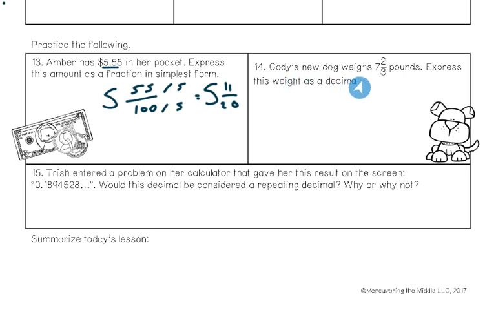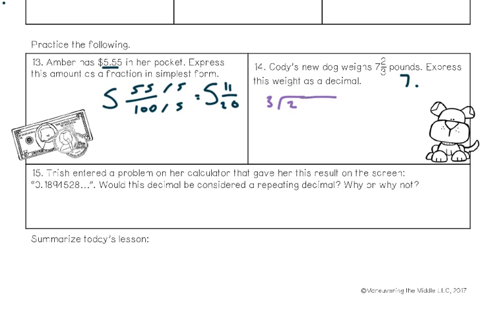It says Cody's new dog weighs 7 2/3 pounds. Express this weight as a decimal. So we're going to remember that the 7's on the outside. So the final answer is going to be 7 point something. So I'm not going to fool with that 7. I'm just going to mess with the 2/3. So we're going to look at 2/3. So we're going to set it up looking like this.